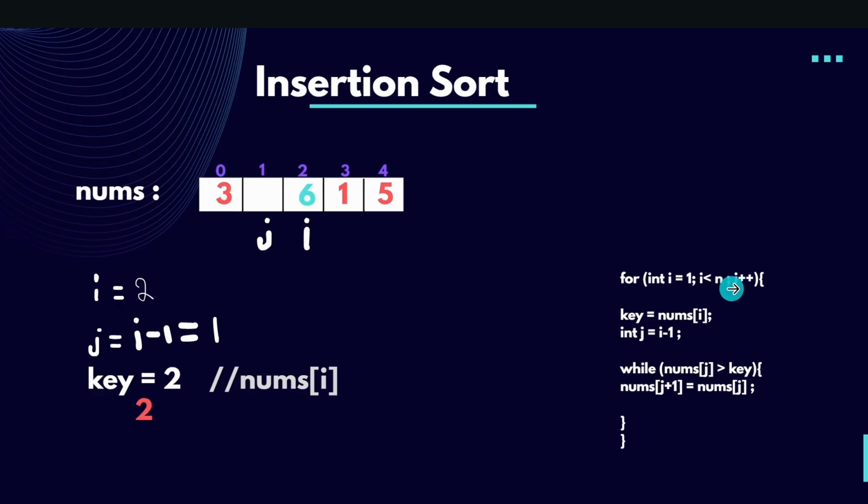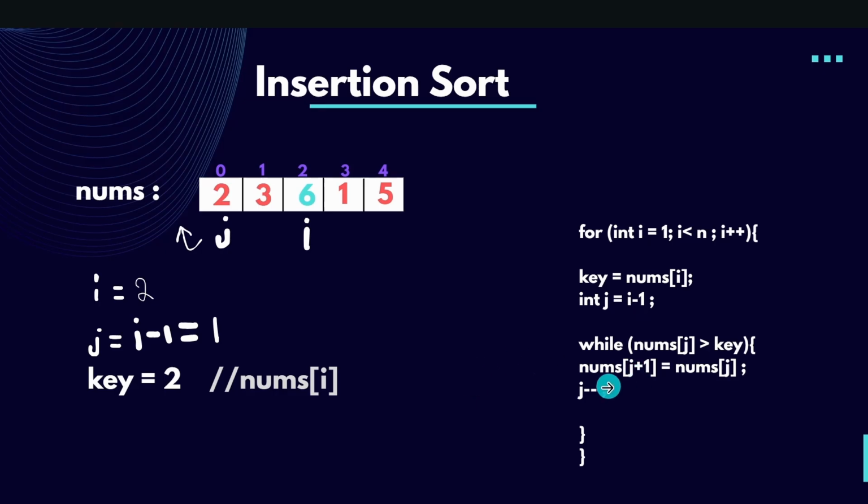Now what is meant by this statement? After that, you are going to do j minus minus. So j minus minus is nothing here. So now here comes j is equal to i minus 1. Whenever you see this statement, in this while loop you have to mention another condition.